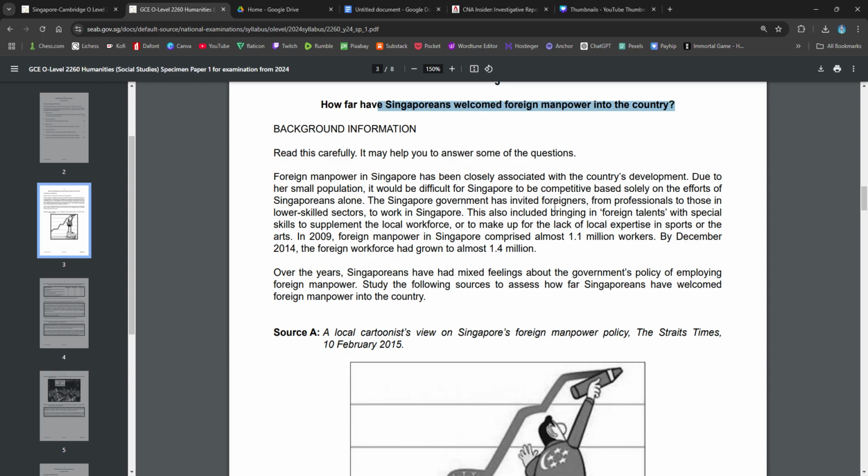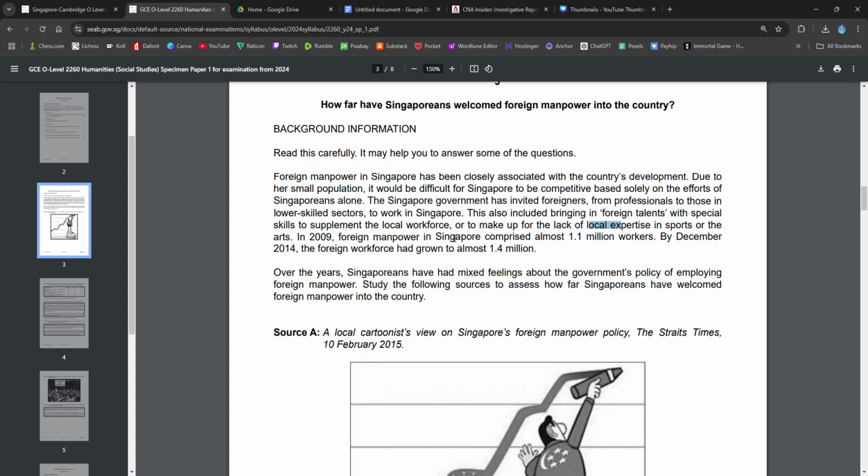For example, competition, professionals, lower skilled sectors, foreign talent. These are keywords. Special skills, local workforce, local expertise. These are keywords.